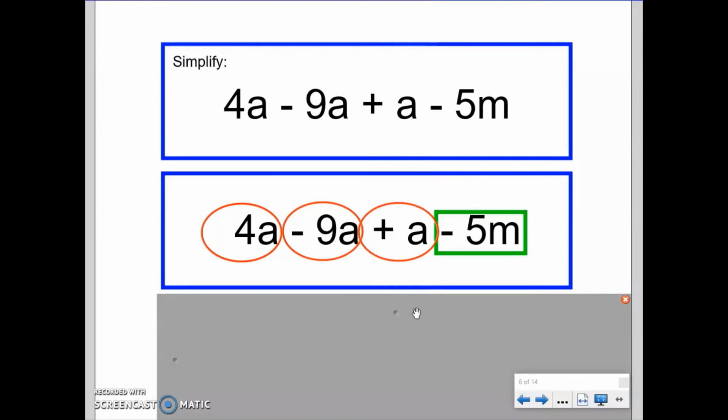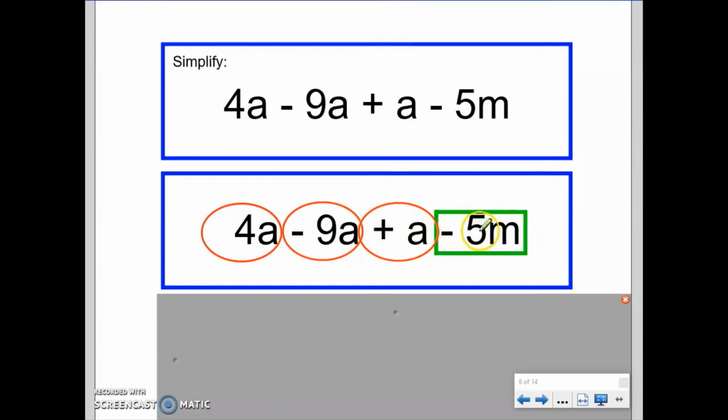So I circle with red my a's. So I've got 4 a's minus 9 a's, then plus 1 a. So that is going to take me to negative 4a. Because 4 minus 9 would be negative 5, but then I'm going to add 1 on to come 1 closer to 0. It's going to be negative 4.